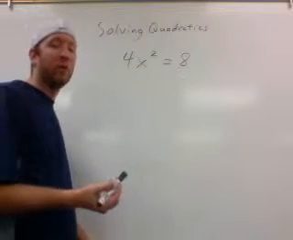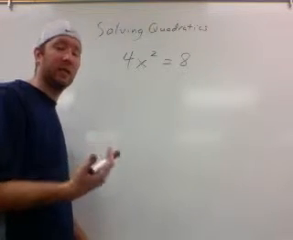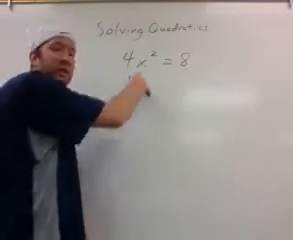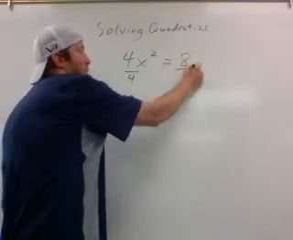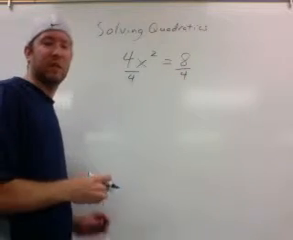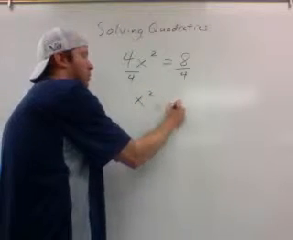In order to do the square rooting method, I need to get the x squared by itself. So I need to isolate the x squared. Right now I've got 4 times x squared. So what I want to do is divide by 4, just like I would if I was solving a nice linear equation. That's going to leave me with x squared equals 2.